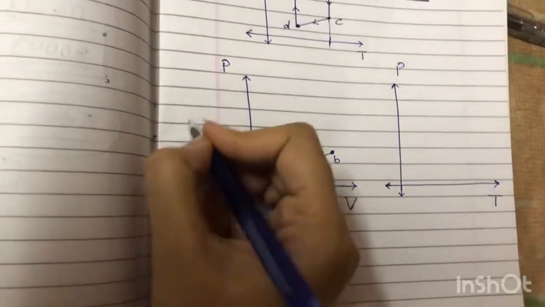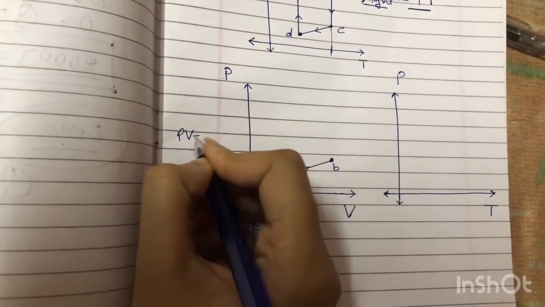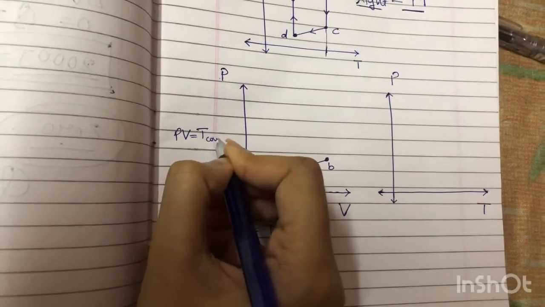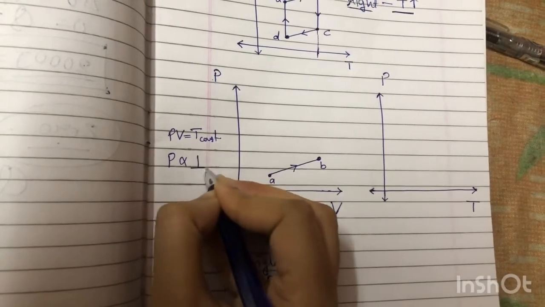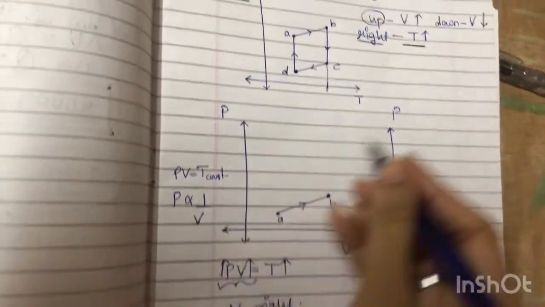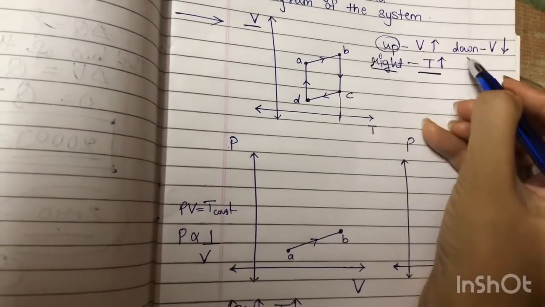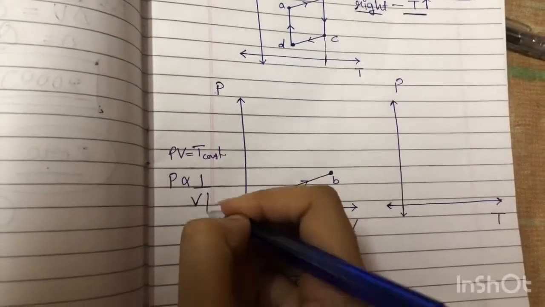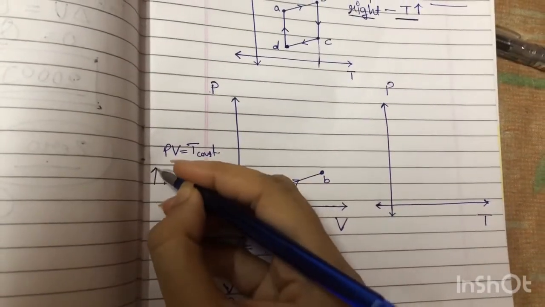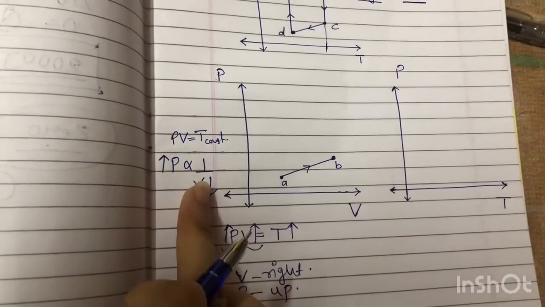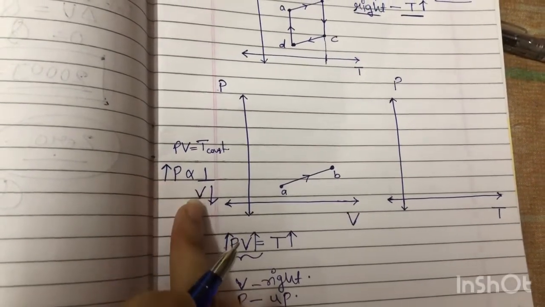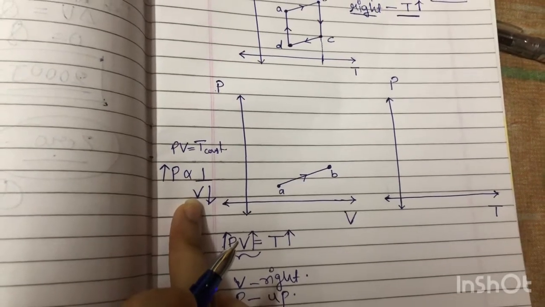I'll write this again: PV = T. If temperature is constant, then P is inversely proportional to volume. Now the graph is moving downwards, meaning volume is decreasing. If volume is decreasing, pressure will increase. So for B to C, this will be the case. Pressure should increase, volume should decrease.